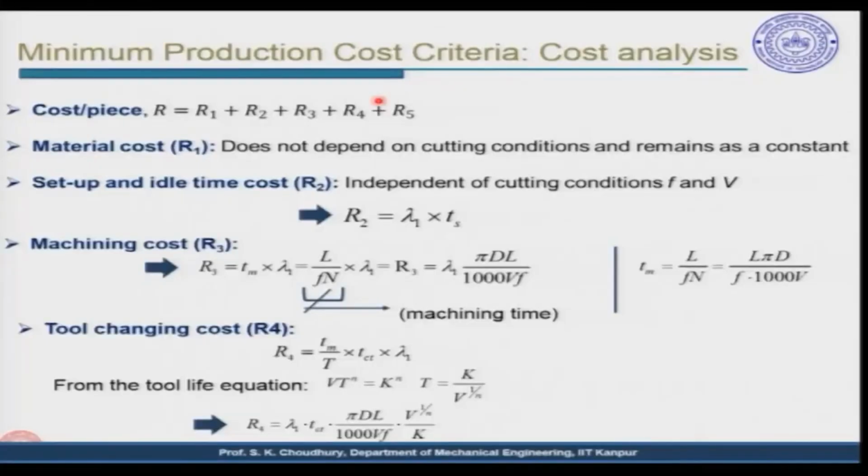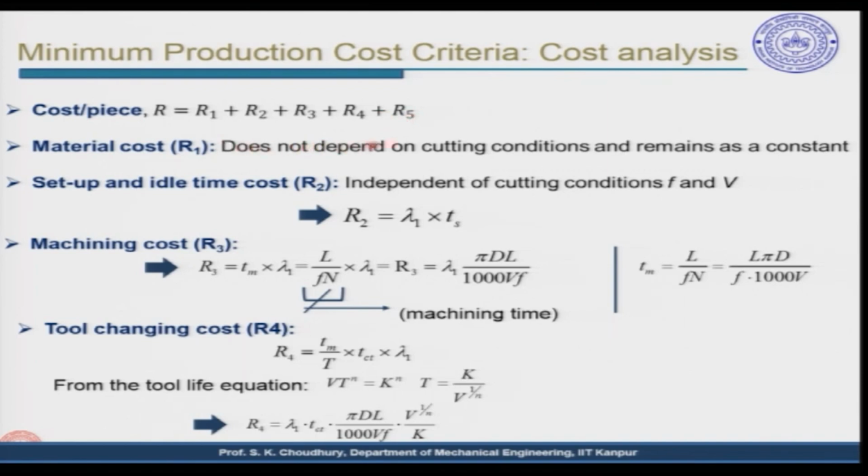Let us say first the minimum production cost criteria, which we started looking into in the last class. In this, we have to find out all the costs involved in the machining of a particular part, and then we have to minimize that cost. That is the basic idea here. So, for any material, any part, cost per piece will consist of 5 costs. We said material cost, then the setup and idle time cost per piece, machining cost per piece, then the tool changing cost per piece and the tool cost per piece.